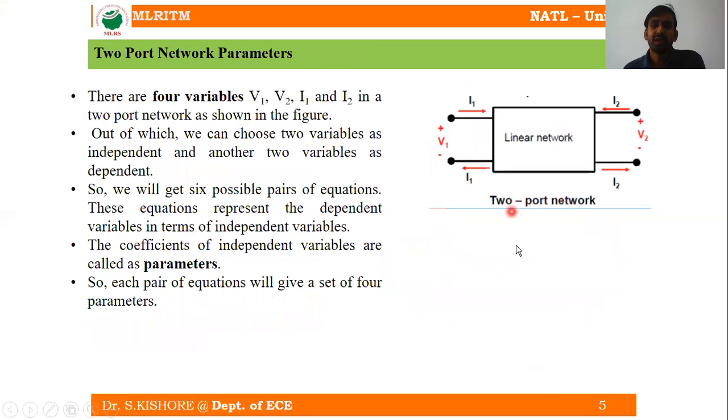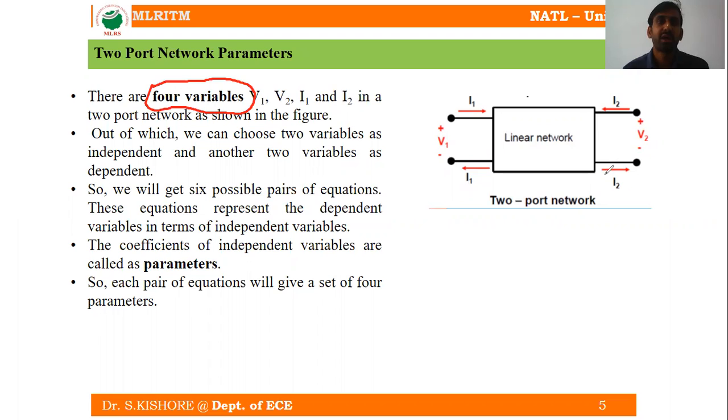In this, we can observe that we have four terminals: two terminals for the input side port and two terminals for the output side port. Similarly, we are going to have four variables: V1, V2, I1, and I2. In a two-port network, we have these four variables, as clearly mentioned here.